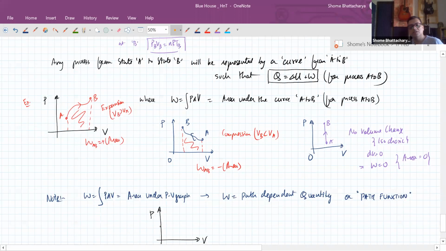If we go from a certain state A to a certain state B by two different processes, let's say this is process 1, you can see the work done will be this whole area. But if we were to go by a different process, you can see the work done will be a lesser amount of area. So work done by process 1 is not equal to work done by process 2. Okay, so it is path dependent.